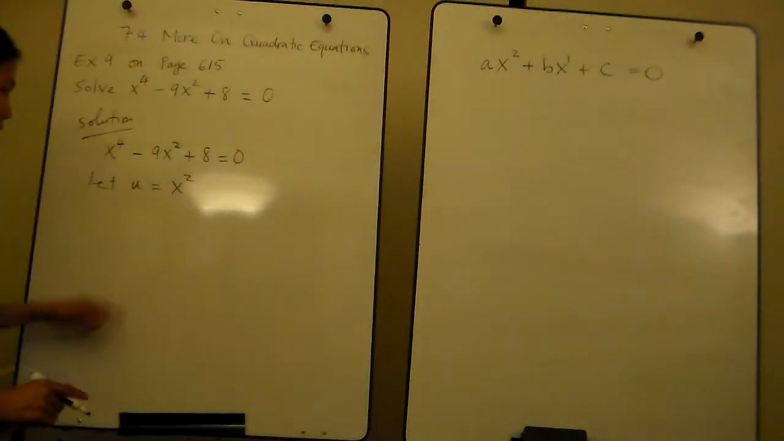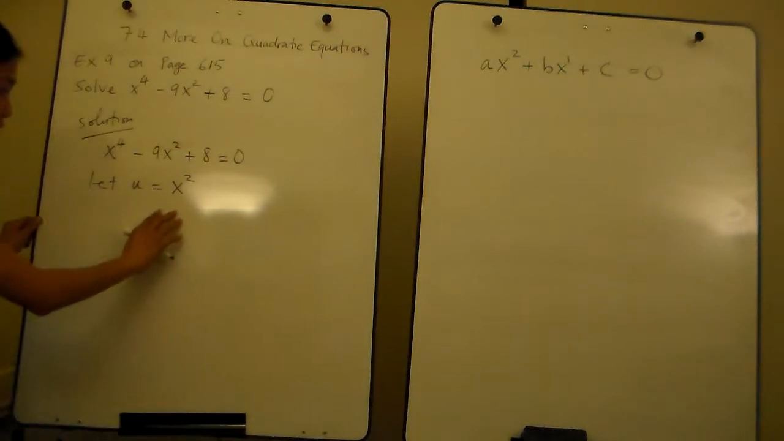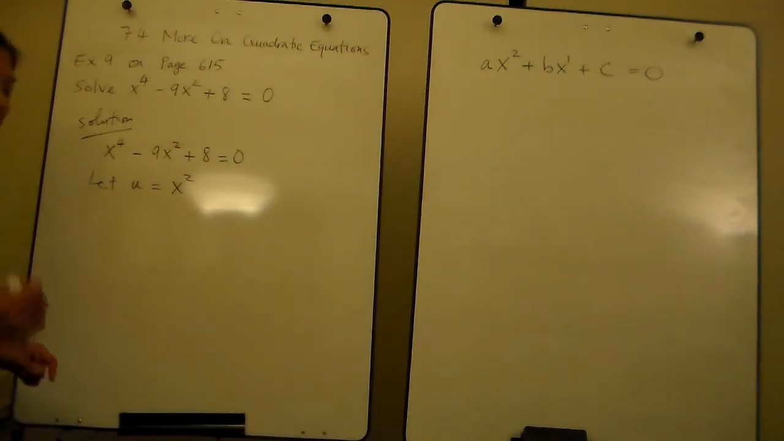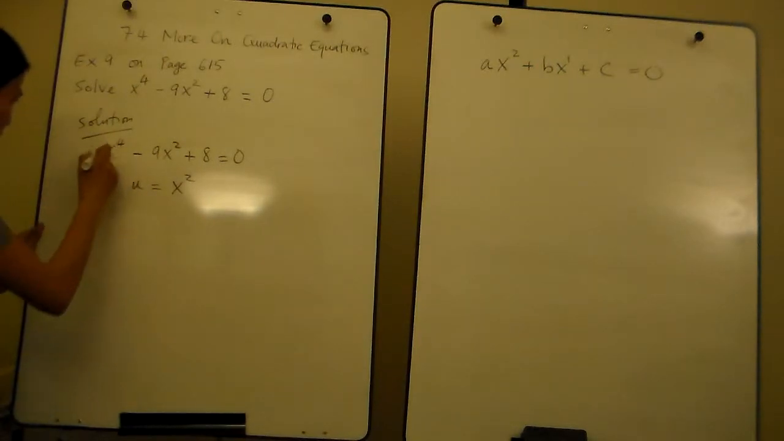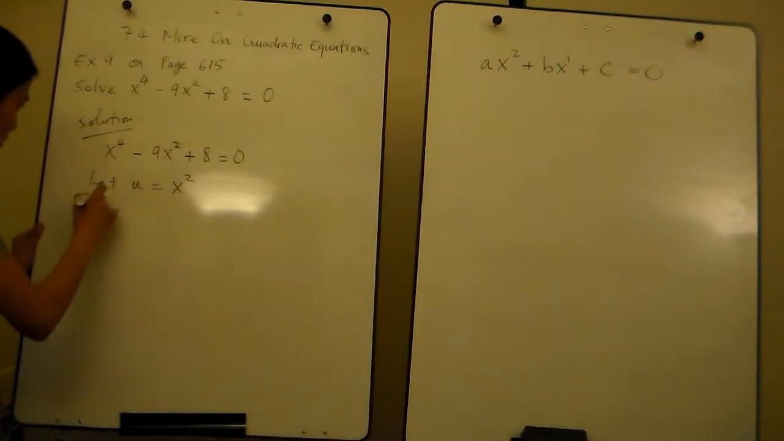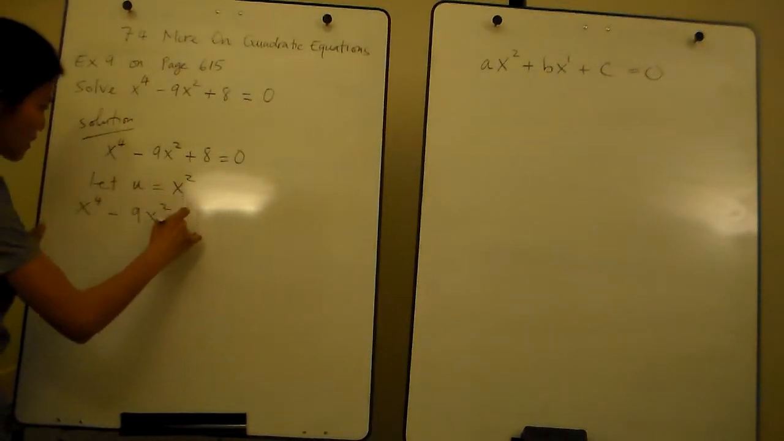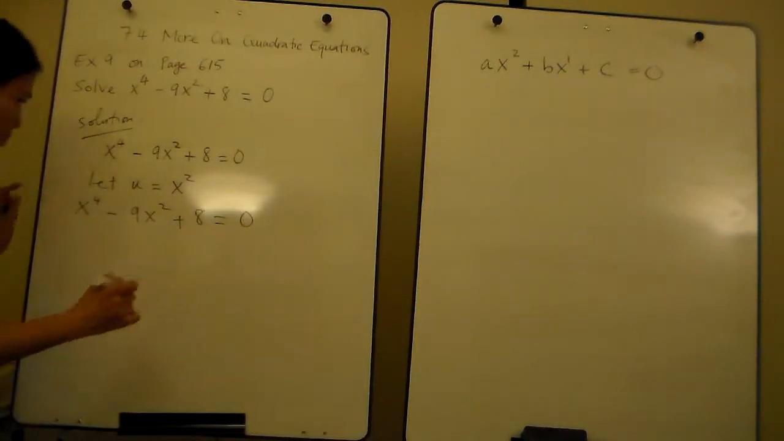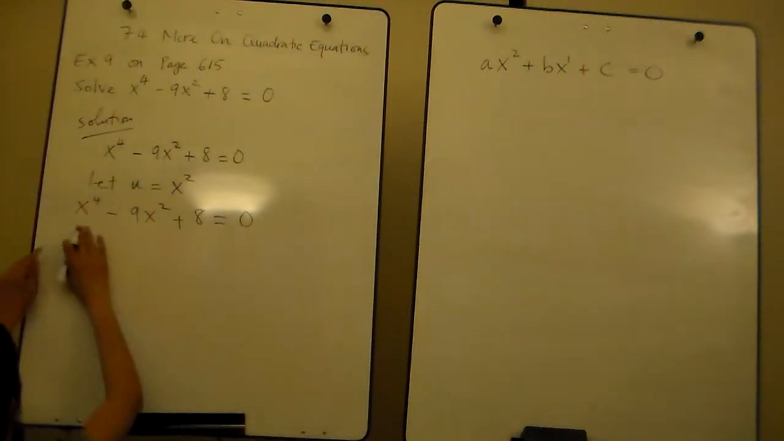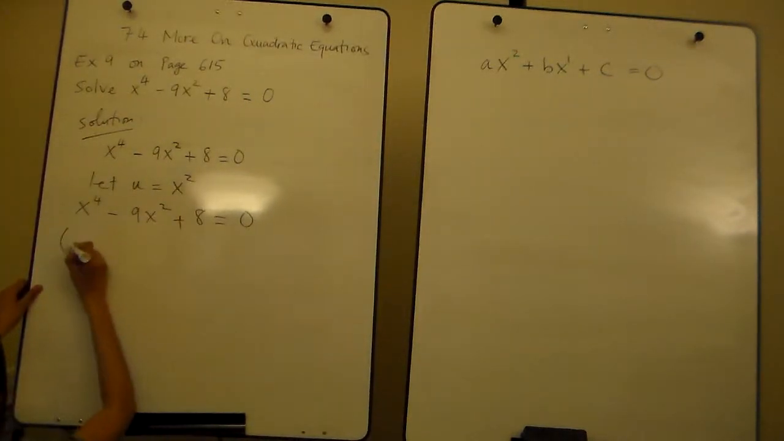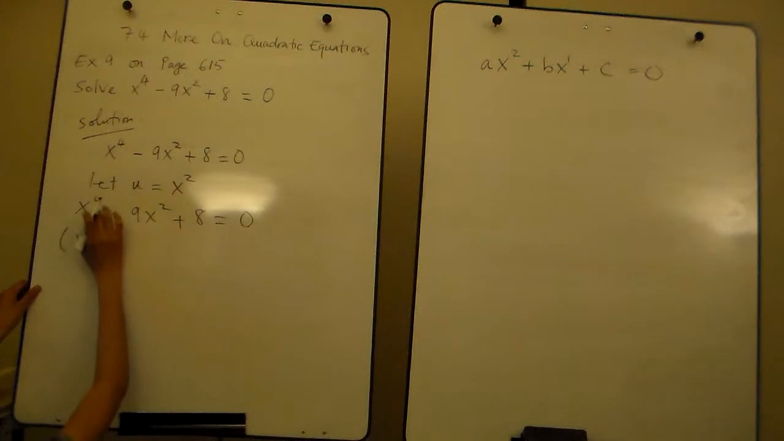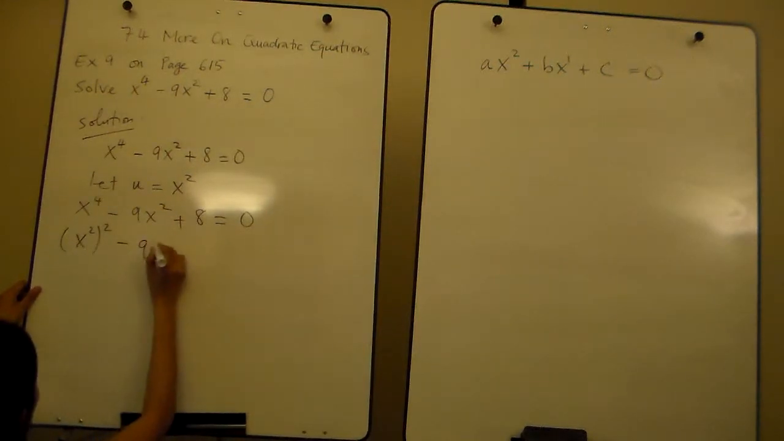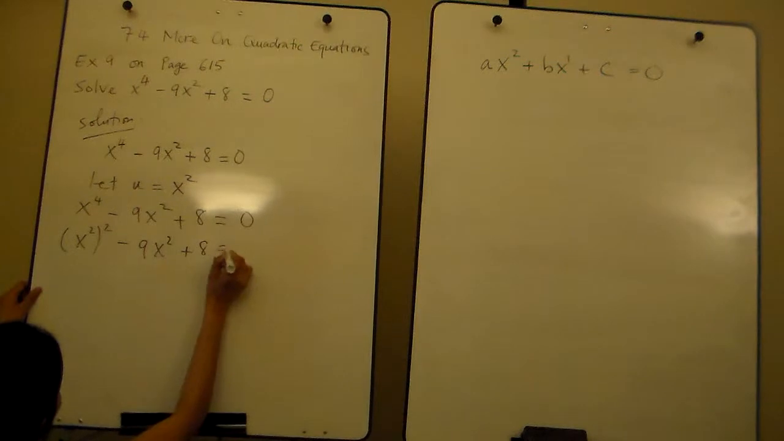Okay? So, I know it's tricky to come up with this. I would say the more you practice, the more you can see the pattern. So, let u equal x squared. This equation right here, we have x to the 4th, right? So x to the 4th minus 9x squared plus 8 equals 0. I'm just rewriting this equation. If I rewrite this in terms of x squared, I would have x squared, and square outside, because 2 times 2 is 4, which is this exponent here, minus 9x squared plus 8 equal to 0.